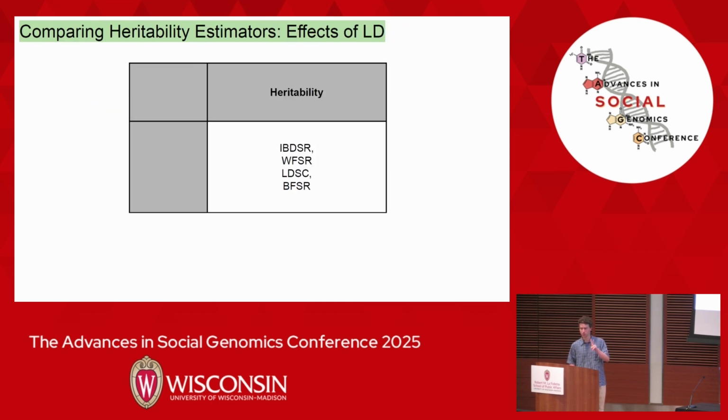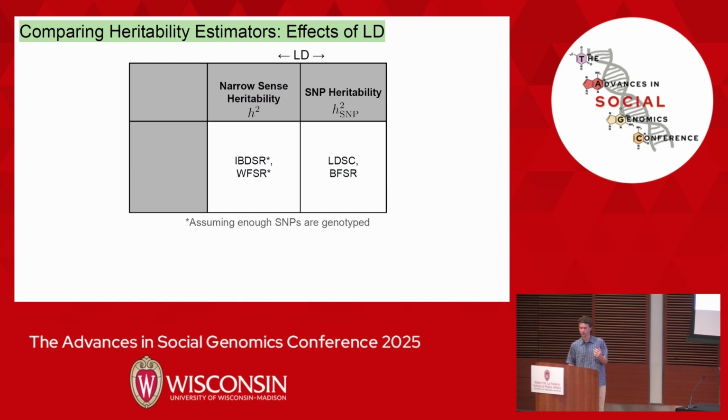So the 2 things that we're going to be focusing on, why these methods differ and why all within family versus between family methods are going to differ, is due to LD. The effects of LD within a family will allow you to tag narrow sense heritability, while the effects of LD across families or across the whole population is going to cause your method to tag the SNP heritability.